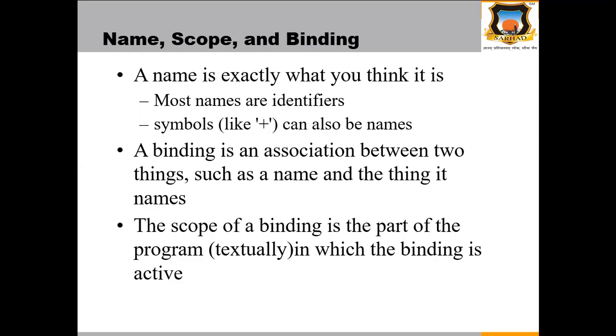Now binding. Binding is nothing but an association between two things, such as a name and the thing it names. So it is an association between the name and what it contains. Now the scope of a binding is the part of the program in which the binding is active. That association of where it is active is called the scope.